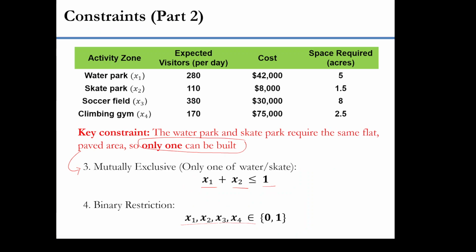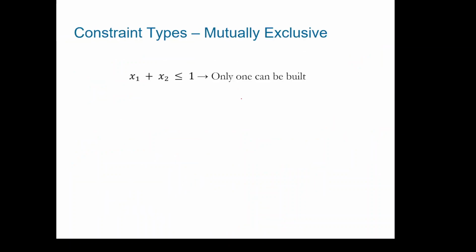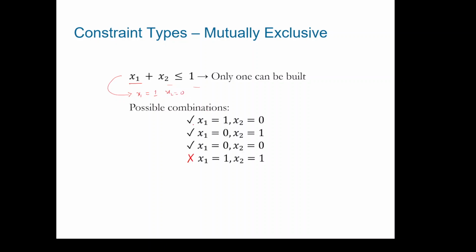So we have this wording that only one can be built. This means that x1 plus x2 is less than or equal to 1, because we can only build one. We are not required to build one, but we can go for one. So mathematically this can be written as x1 plus x2 less than or equal to 1. If x1 is 1, then x2 must be equal to 0. Then this will be 1 plus 0 less than or equal to 1, which is true. If x1 is 0, then x2 is equal to 1, again true. If you build the water park but you don't build the skate park, it is true. You don't build the water park, you build the skate park, again it's true.